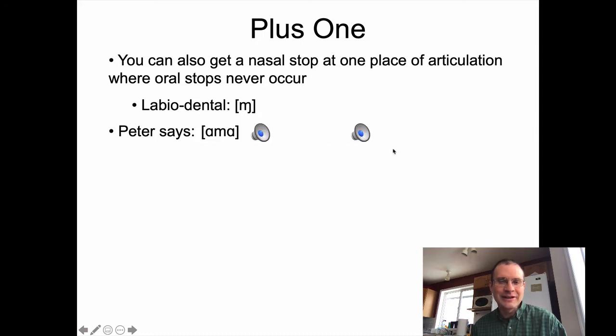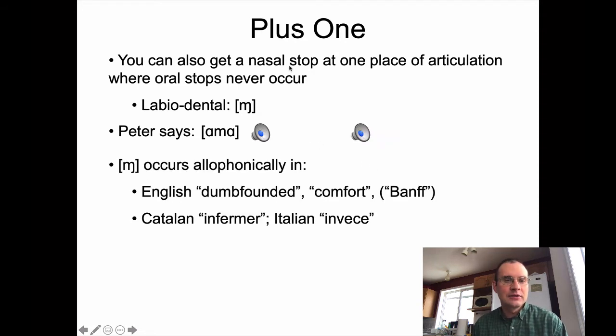Kind of sounds a little bit like he's smiling as he produces this labiodental. Maybe he's trying to make it clear, but you kind of have to spread your lips a bit to do that. Amma. To get that labiodental nasal. So M might occur allophonically in English in words where you have an M followed by a labiodental fricative, like dumbfounded, or comfort. And I think where I talked about this previously was discussing the word bamf.